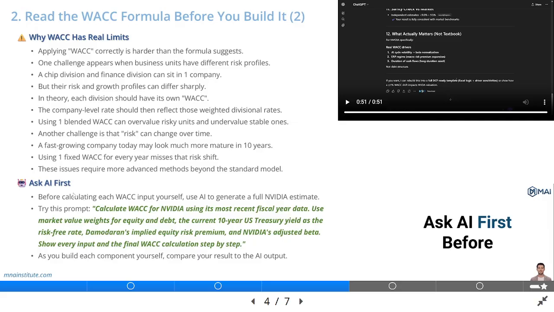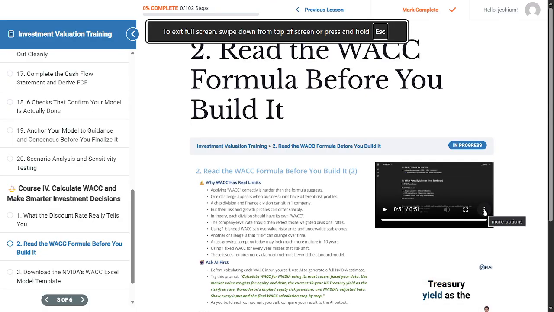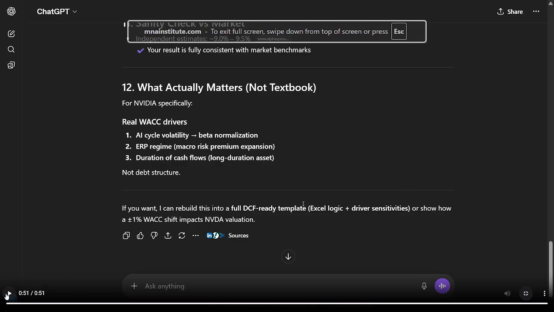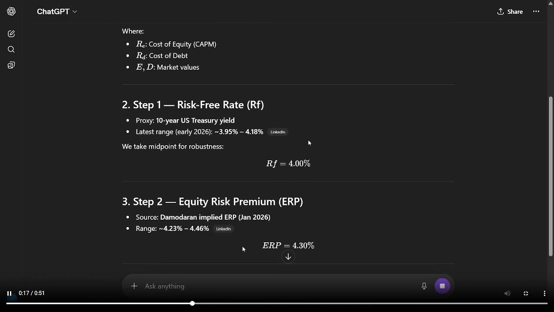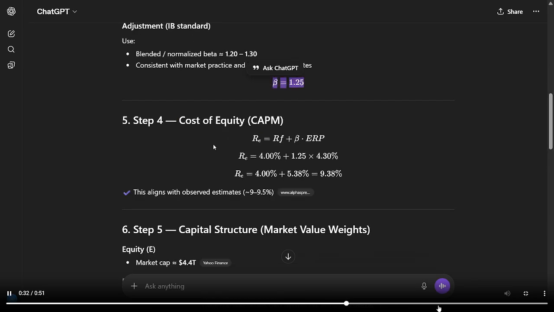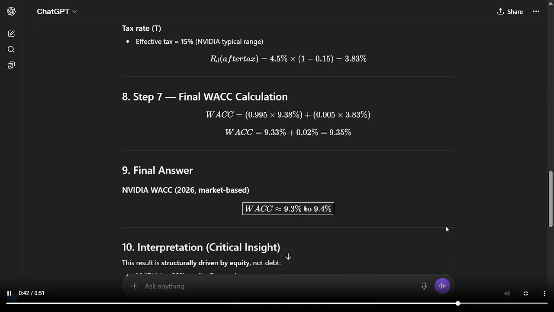Ask AI first. Before calculating each WACC input yourself, use AI to generate a complete estimate for NVIDIA. Try this prompt. Calculate WACC for NVIDIA using its most recent fiscal year data. Use market value weights for equity and debt, the current 10-year U.S. Treasury yield as the risk-free rate, Damodaran's implied equity risk premium, and NVIDIA's adjusted beta. Show every input and the final WACC calculation step by step. As you build each component yourself, compare your result to what AI produced.